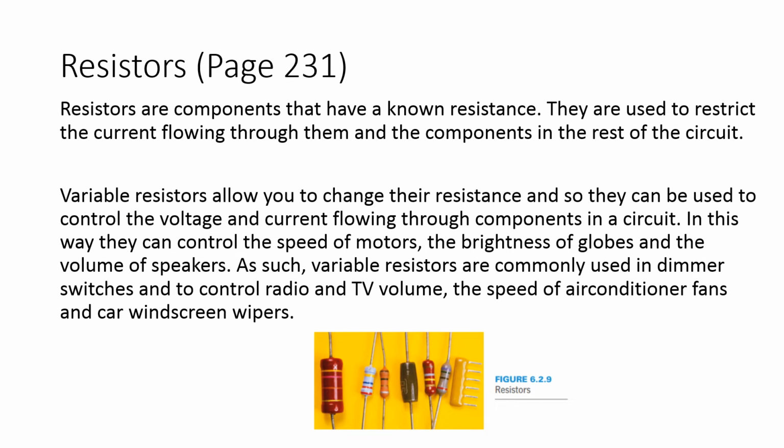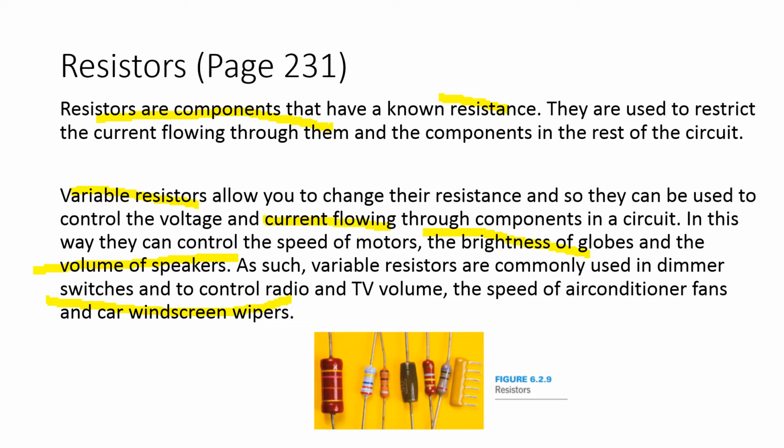Alright, resistors. Resistors are components that have known resistance. They are used to restrict the current flowing through them and the components in the rest of the circuit. A variable resistor allows you to change the resistance, and so they can be used to control the voltage and current flowing through the component in a circuit. In this way, they can control the speed of a motor, the brightness of a globe, and the volume of a speaker. As such, variable resistors are commonly used in dimmer switches and to control radio and TV volume, the speed of air conditioner fans, and car windscreen wipers.